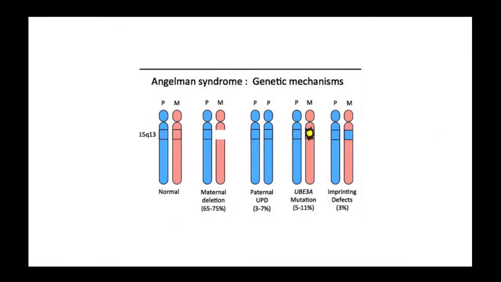So, the genetic mechanism of Angelman syndrome: a deletion in the long arm of maternal chromosome 15 happens.